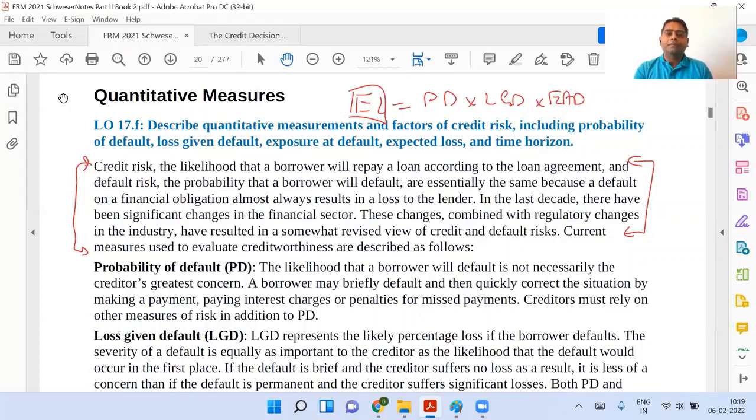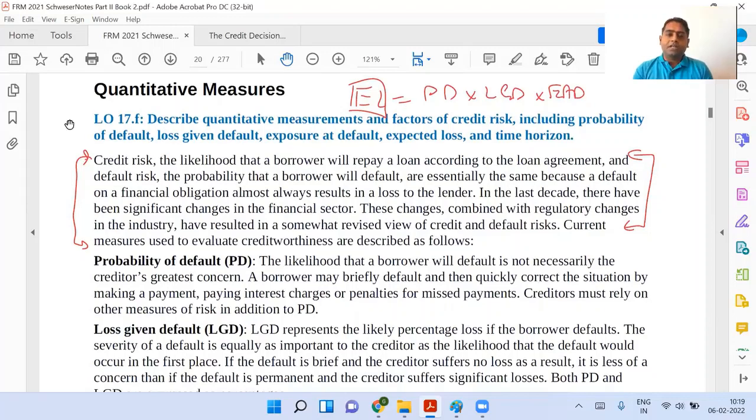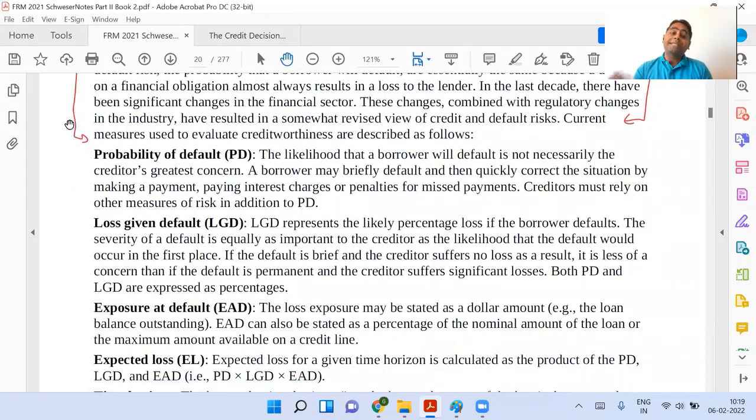Read that paragraph. Now the main section starts over here. This is what you've already seen in level one. What this entire thing is, is important. What is the PD? PD means the ability, or basically the probability of default.